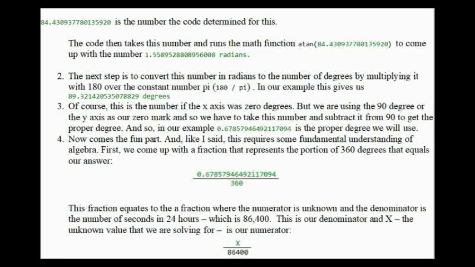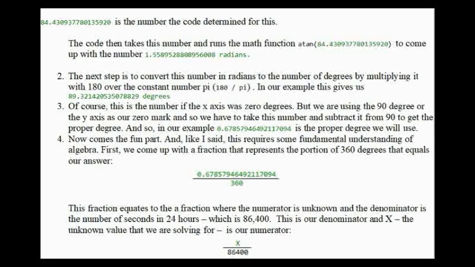In our example, this gives us 89.321. Of course, this is the number if the x-axis had 0 degrees, but we're using 90 degrees, or the y-axis, as our 0 mark. And so we have to take this number and subtract it from 90 to get the proper degree. And so in our example, 0.678579 is the proper degree we use.